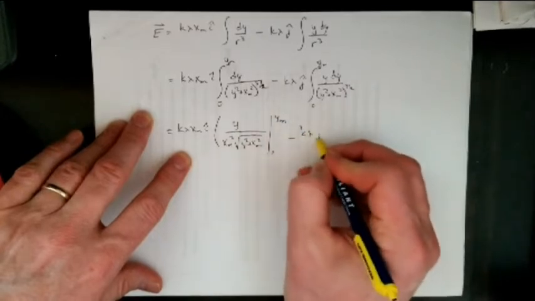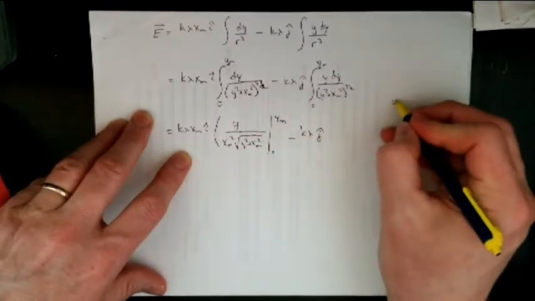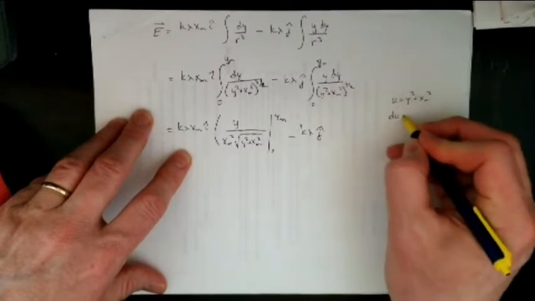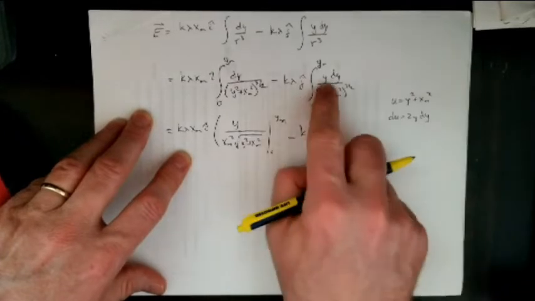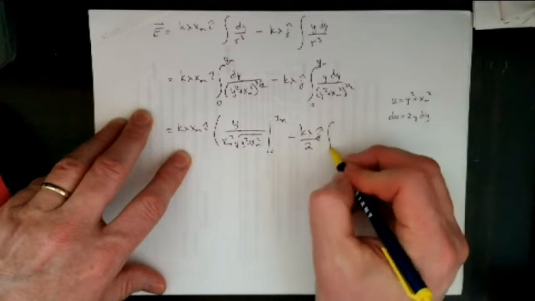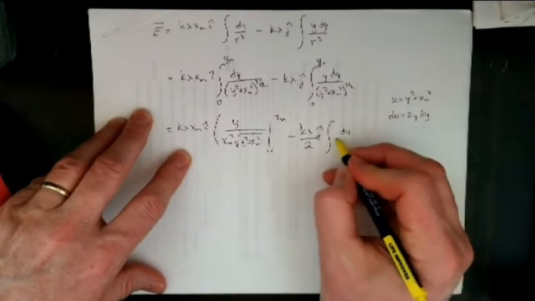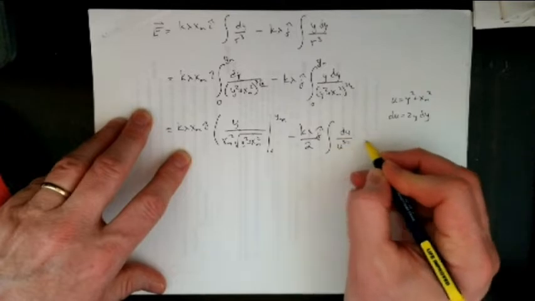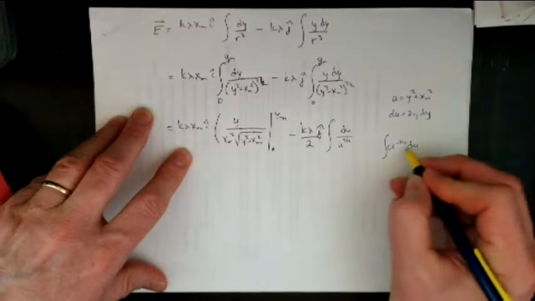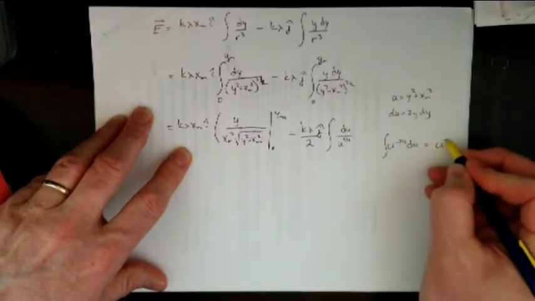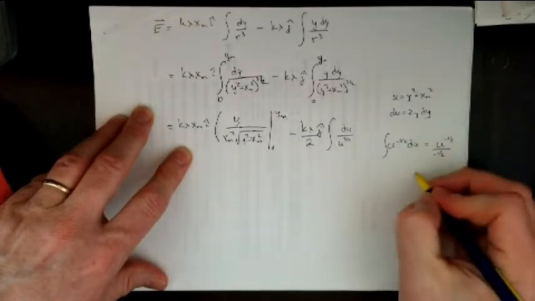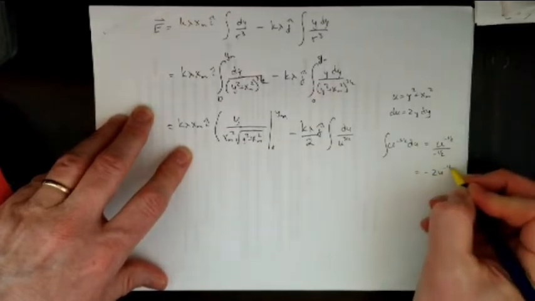minus k lambda j hat. Well, u substitution, so u is equal to y squared plus x sub m squared, du is equal to 2y dy. There's my y dy, so divide by half, so over 2, integral du over u to the 3 halves. That's u to the negative 3 halves du. So add 1, so that becomes u to the negative 1 half, divide by that new exponent, and there we go. So that is equal to negative 2u to the negative 1 half.